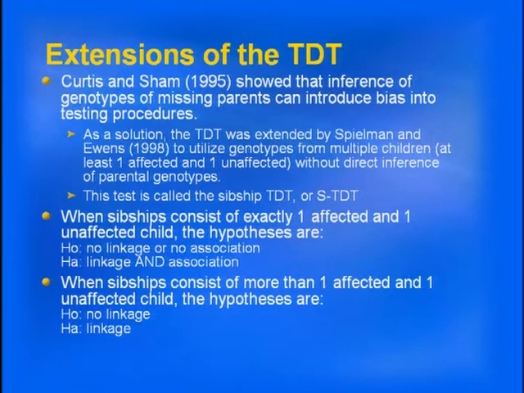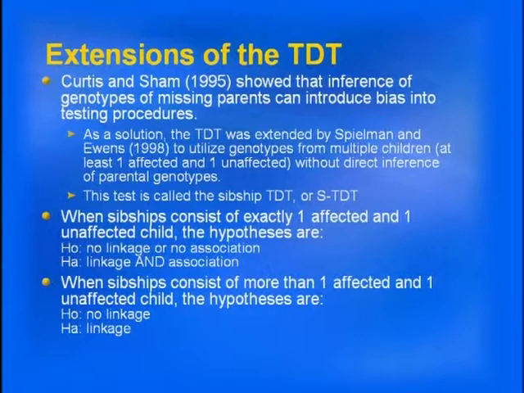And so, as I said, there are a number of extensions out there. This particular one is called the sibship TDT or STDT. There's also another TDT that's called the CTDT, or combined TDT, which allows you to use mixed trios. Because you may have some trios where you have both parents available, those are the most powerful, and then you may have other trios where only one parent is available but you have additional siblings who you can collect, and then you may have even additional trios where neither parent is available but you have siblings that you can use. The combined TDT allows you to take all those different types of trios and put them together to perform your test statistic. Okay, so that's the CTDT, and as I said, there are numerous other extensions out there.